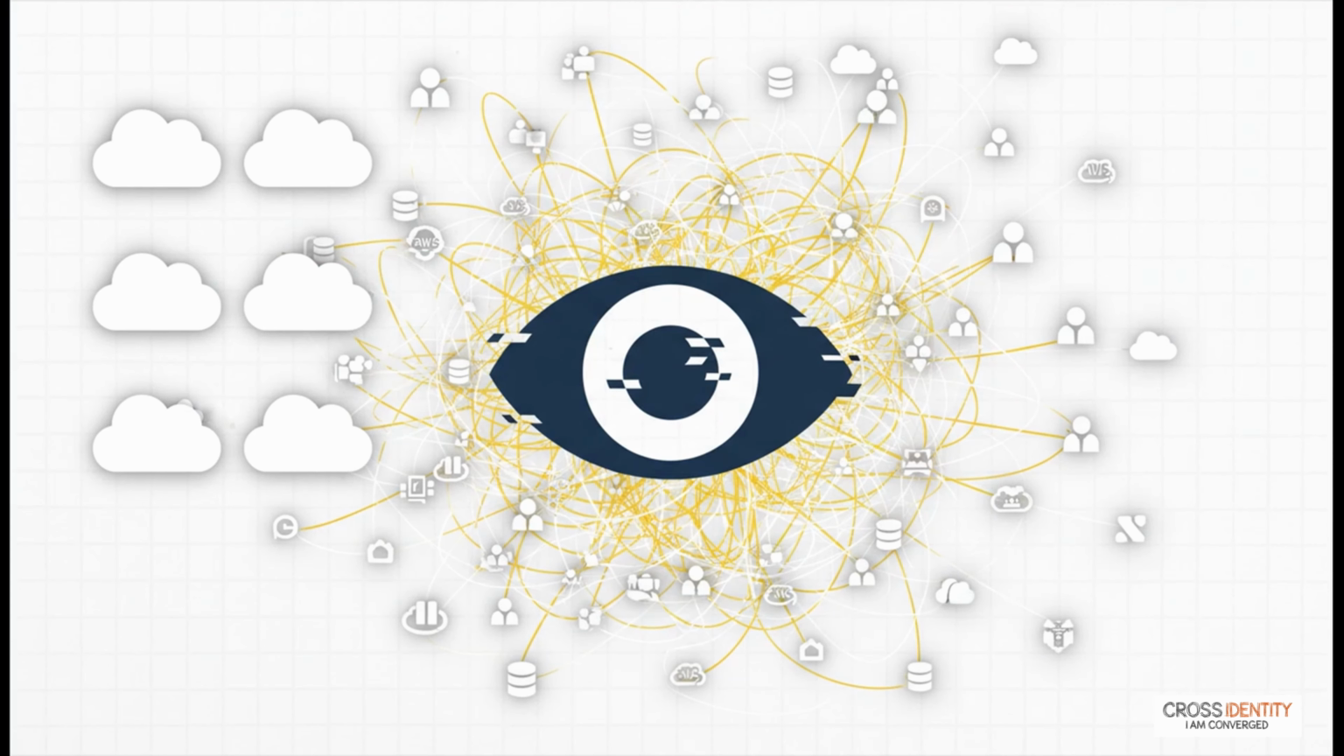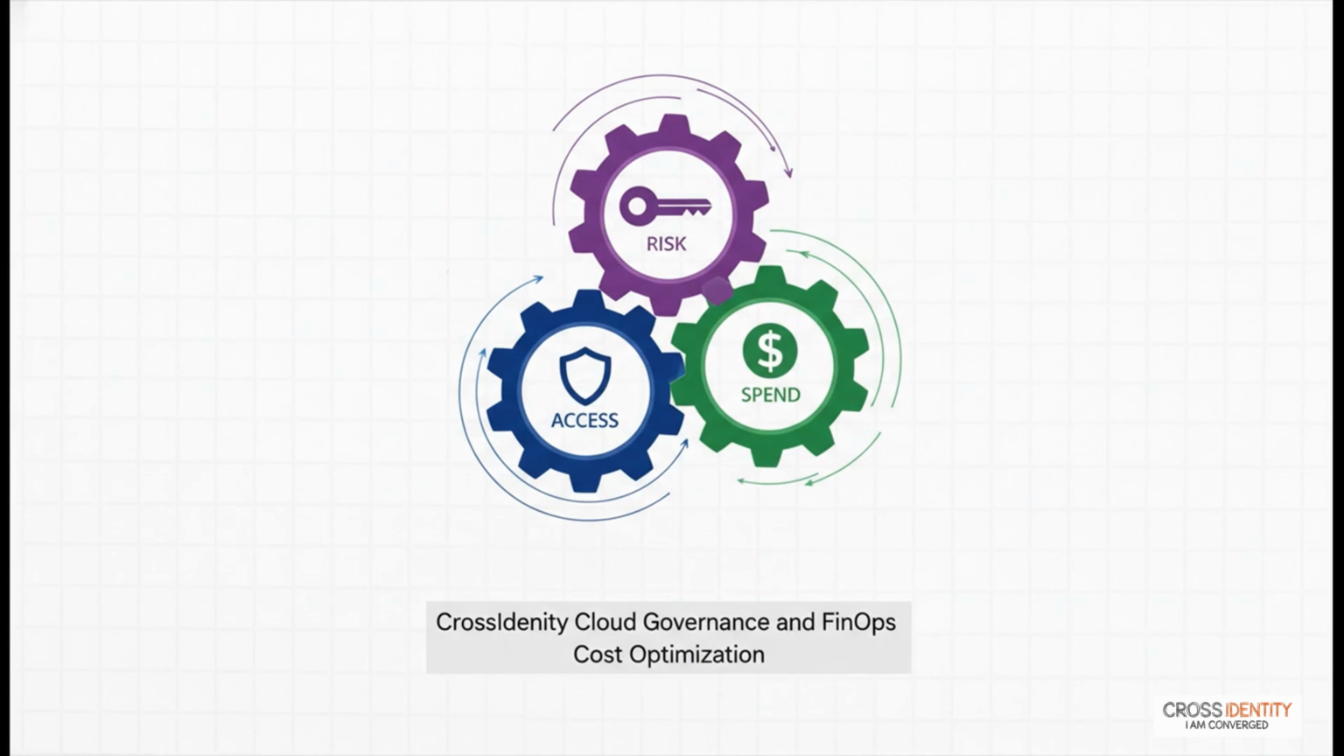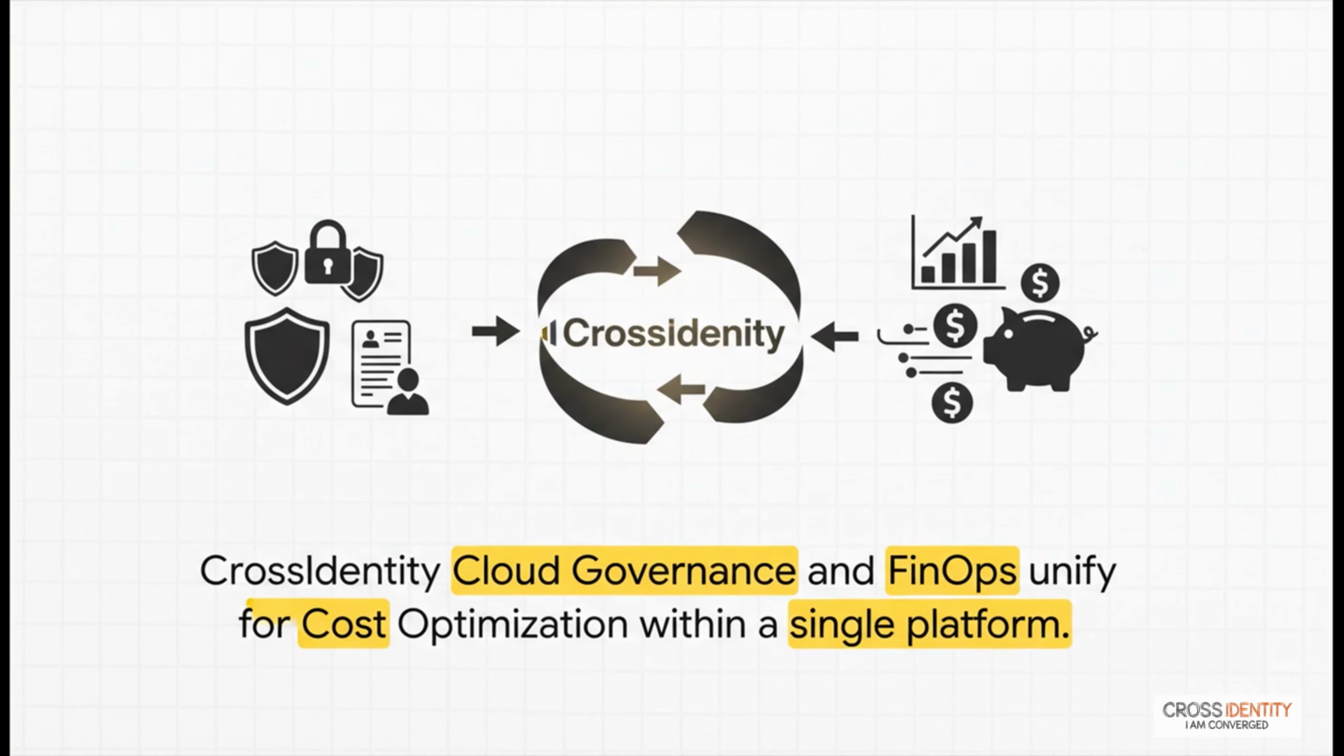So let's wrap this up. The cloud is not getting any simpler. We all know that. Its complexity is just going to keep on growing. And in an environment like that, just being able to see what you have, that's not good enough anymore. What you really need, what every organization needs, is continuous control. And that control has to cover everything: who has access, what the risk is, and how much it's all costing you. And that's precisely the gap cross-identity is built to close.